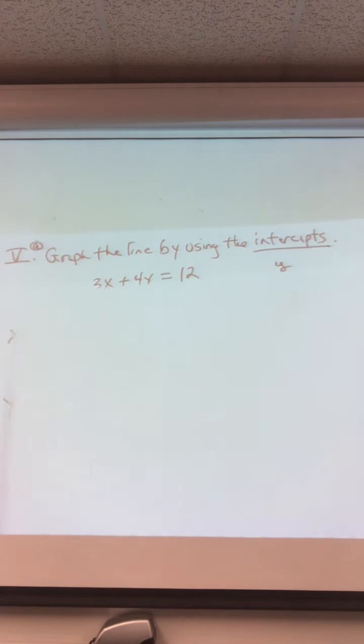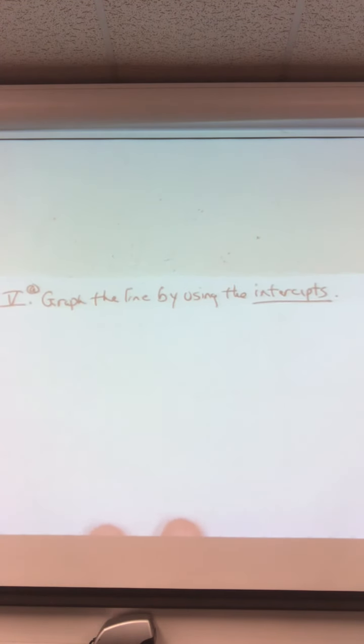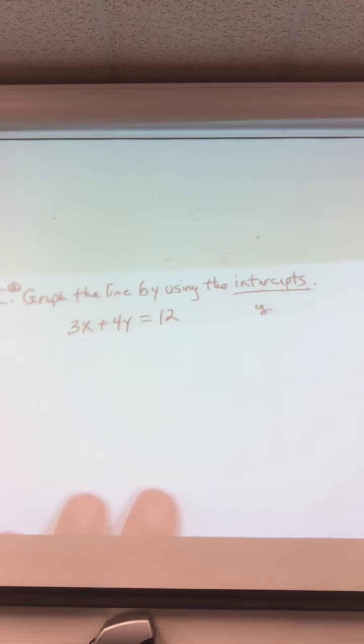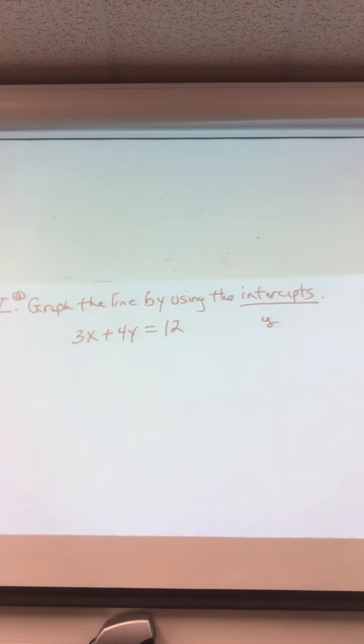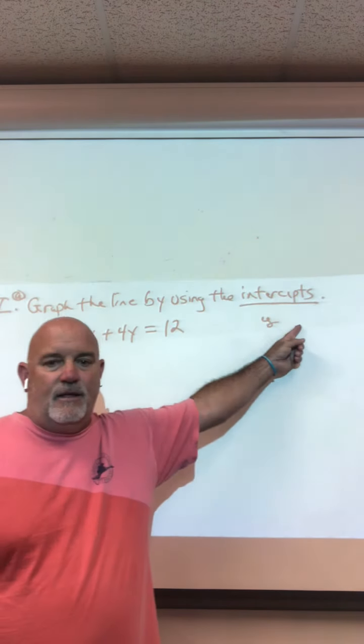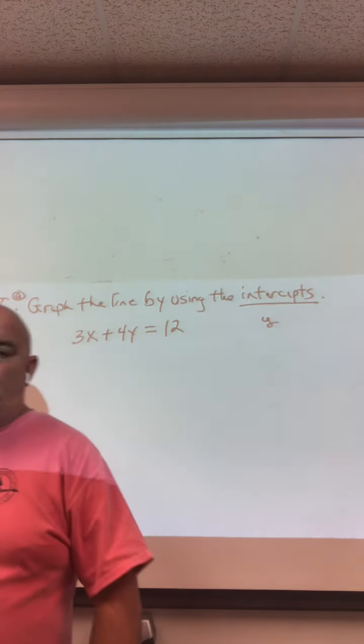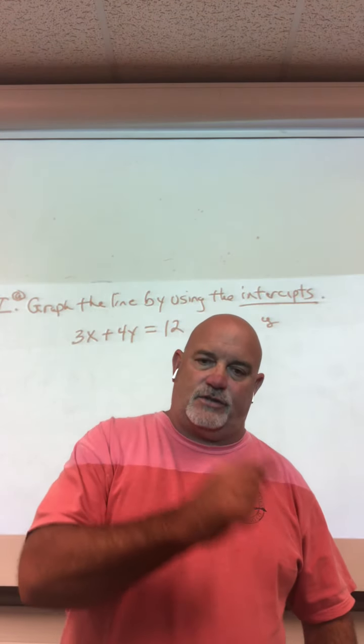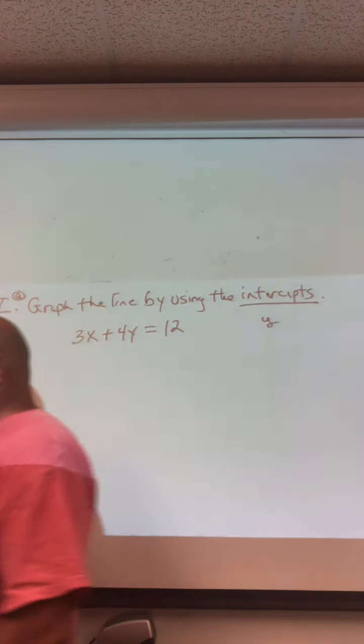Okay, from there we went to two-dimensional graphing. And I told you you need to be able to graph lines by doing two things. The first thing you need to be able to do is graph a line by using the intercepts. This is the way the problem will read. So what you have to remember is, how do we find the intercepts? Well, first remember there's two kinds of intercepts. There's an x-intercept and there is a y-intercept.